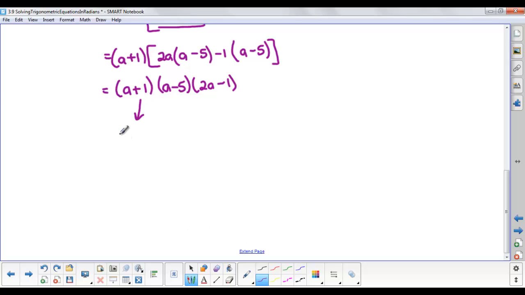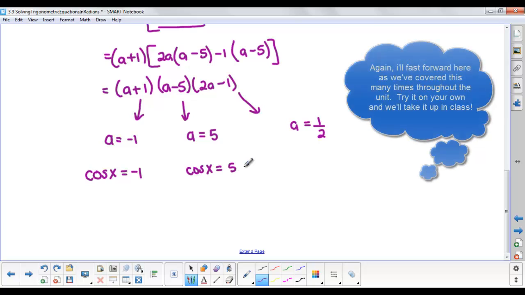Okay, so we know that a = −1, a = 5, and a = positive 1/2. Now again, a was never part of the question. We just use it as a placeholder. So let's replace. cos x actually equals −1, cos x equals 5, and finally, cos x equals 1/2. Okay, so three things to find angles for.